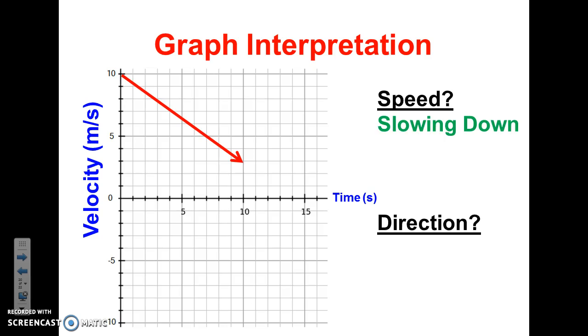Okay, on the speed, I am slowing down. Again, I'm getting closer to the 0. 0 meaning rest. And as far as my direction goes, I am moving to the right. I am on the positive side of the velocity graph.